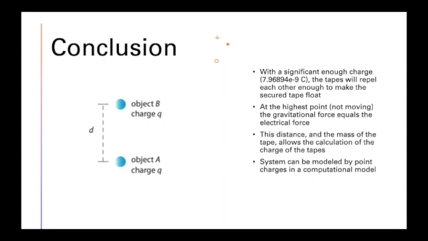In conclusion, we were able to find that with a significant enough charge, the tapes will repel each other enough to make the secured tape float. At the highest point, when the top tape is not moving anymore and is floating, the gravitational force equals the electric force. This distance and the mass of the tape allows the calculation of the charge of the tapes, which is found to be 7.96894 times 10 to the negative 9 coulombs. This system can be modeled by point charges in a computational model illustrating the electrical interactions between the tapes.